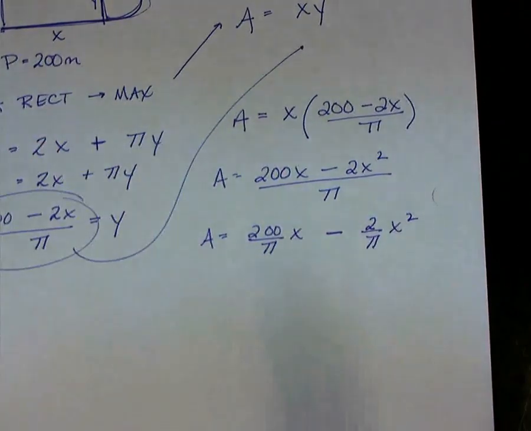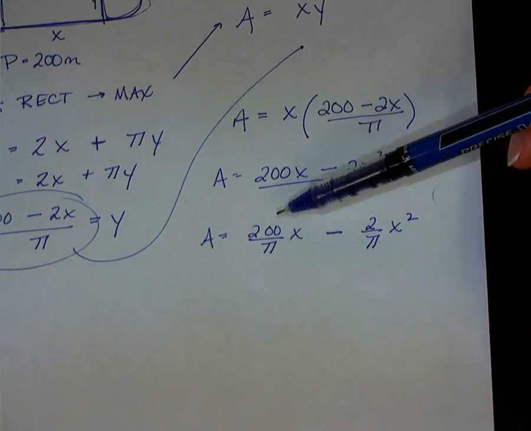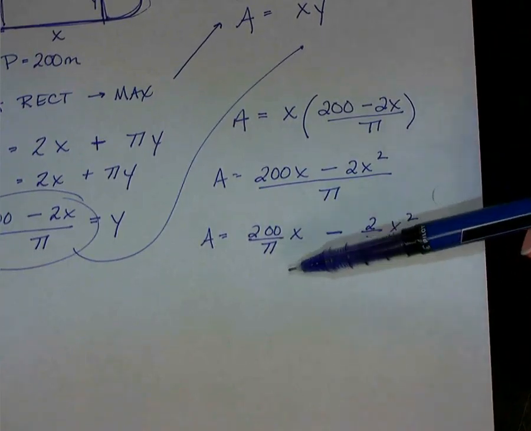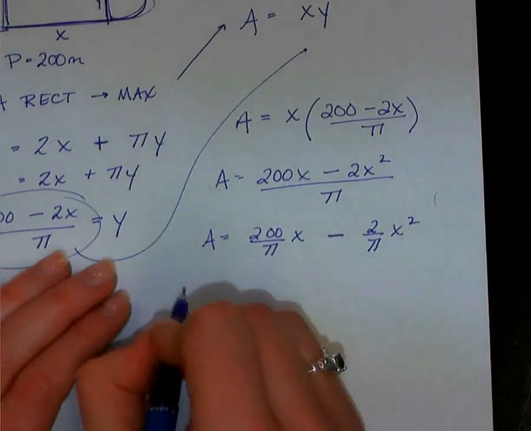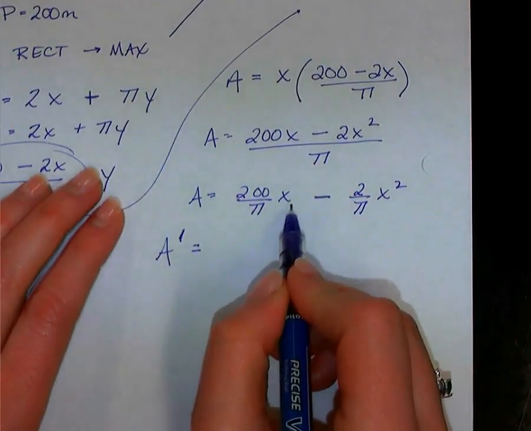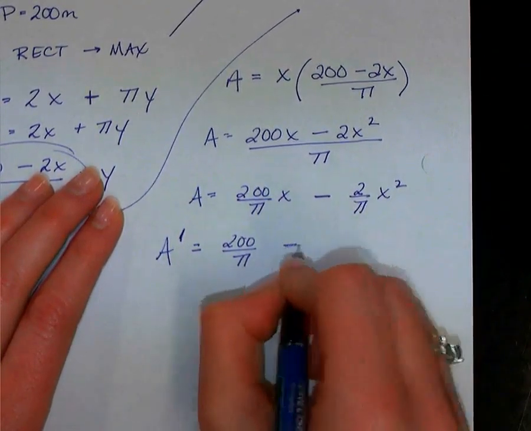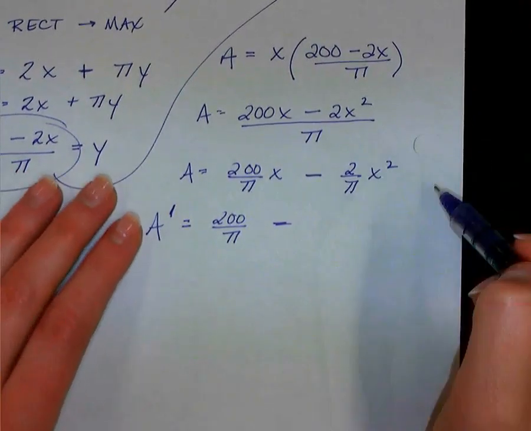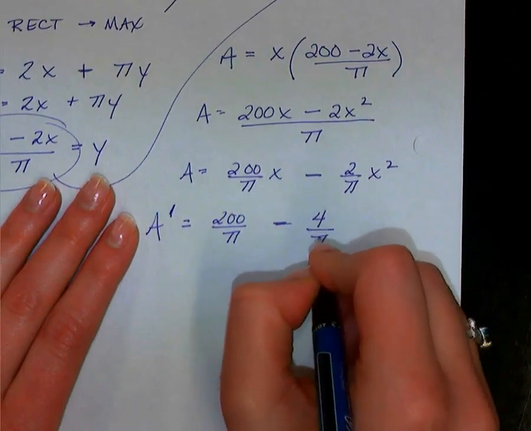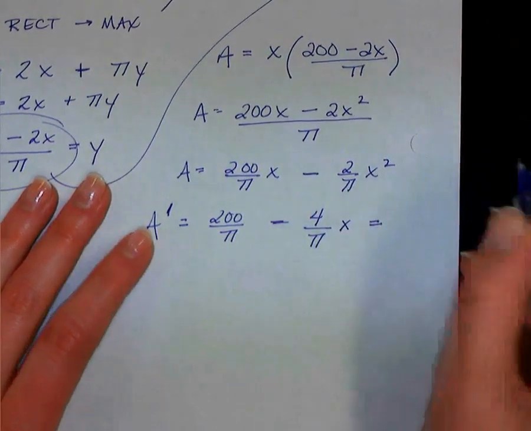So now I know we've had trouble with this in the past. Just look at that 200 over pi. That's the same thing as 200x divided by pi, but when I write it like this, I think it's easier for you guys to see 200 divided by pi is just a coefficient. So let's take a derivative. Since that's a coefficient times x, the derivative is just 200 over pi, minus, well, what's the derivative of x squared? 2x. So if I bring the 2 down in front, 4 over pi times x. And I want to know, when does my derivative equal 0 or DNE?